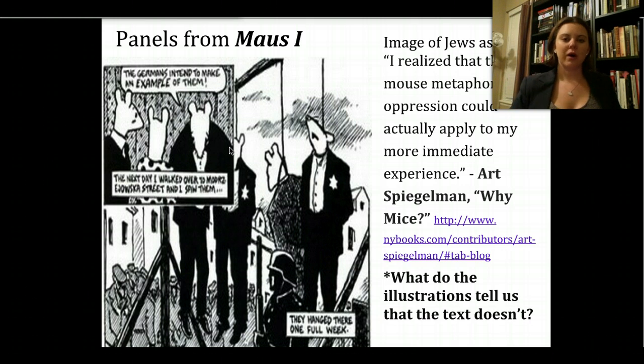You'll also note in Maus that the characters, in this case the Jewish people being represented, are drawn as mice. We will also see, if you actually read the text, that the Nazis are drawn as cats. So Art Spiegelman was doing this very purposefully, very symbolically, and he says that he realized that this cat-mouse metaphor of oppression could actually apply to my more immediate experience, meaning his family's experience of the Holocaust. Okay, so the cat-mouse is a metaphor, and it's a metaphor for oppression. All right, let's go ahead and move on.